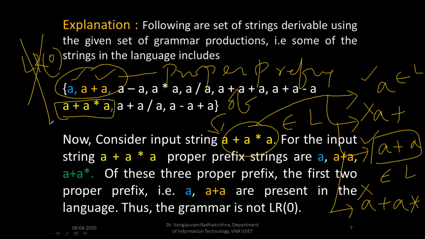The moment you are able to identify that the given context-free grammar, when generating a specific language, has such prefixes for a randomly chosen string, then declare that such a grammar is no more LR0.